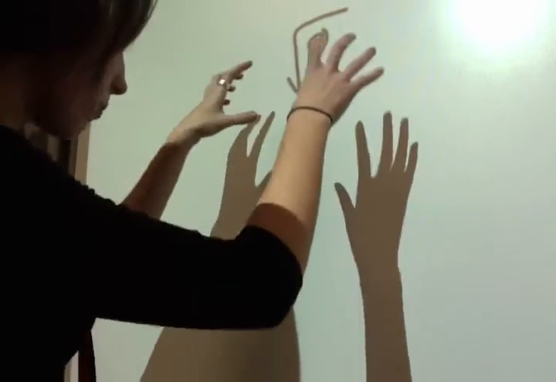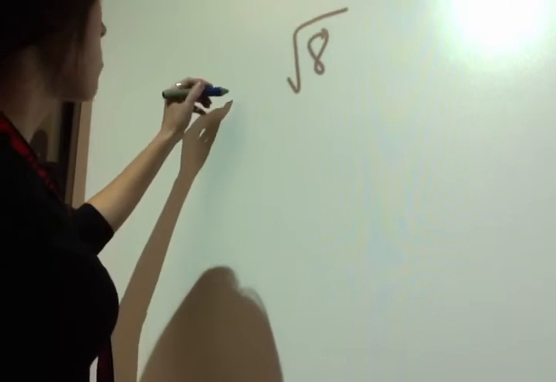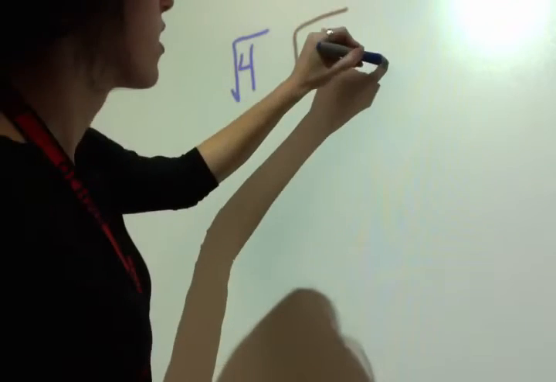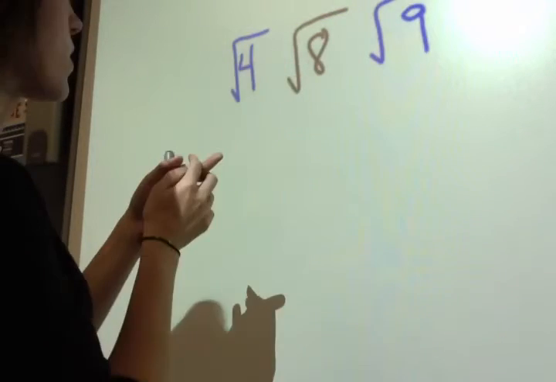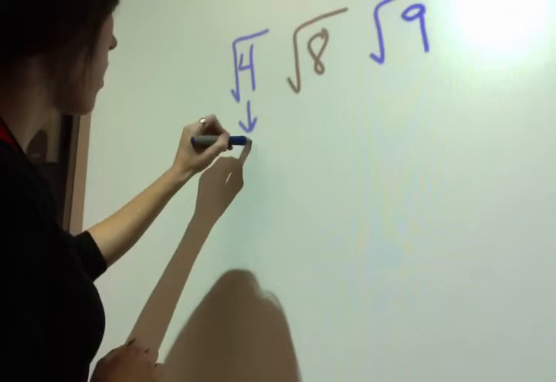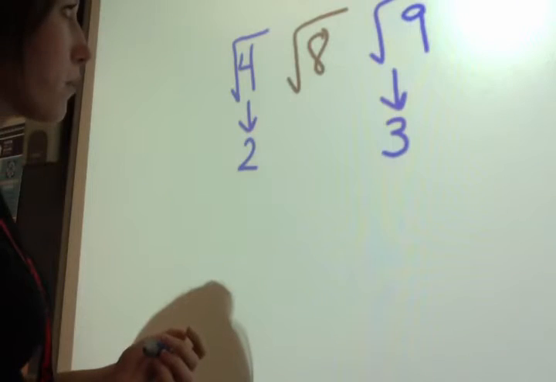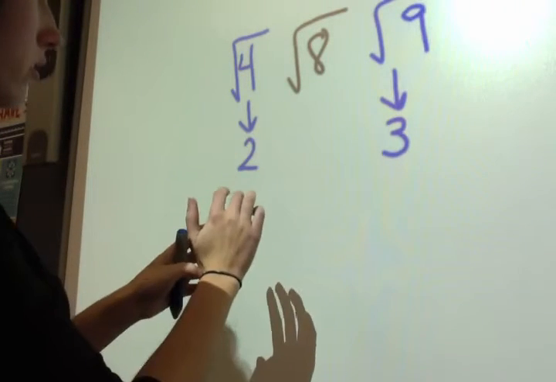So the closest perfect squares to the square root of 8 are going to be the square root of 4, I know that one, and I know the square root of 9. And I know this is going to be in between those. So the square root of 4, I know is 2. Square root of 9, I know is 3. So that tells me that the square root of 8 is somewhere between 2 and 3.